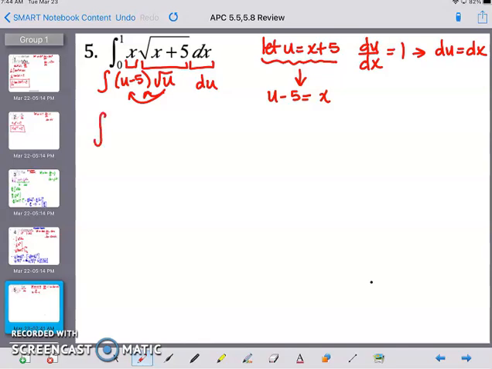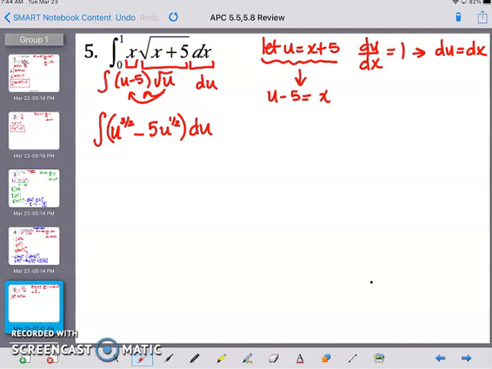So I will have the integral of, when I multiply square root of u times u, that's u to the 1/2 times u to the 1st. So that's going to give me u to the 3/2 power. Minus, and then square root of u times 5, that's just going to be 5u to the 1/2 power. All right, so now I am ready to integrate.